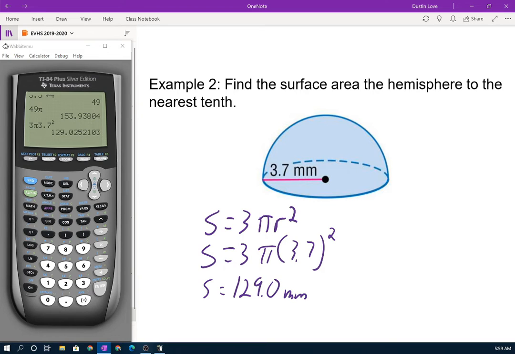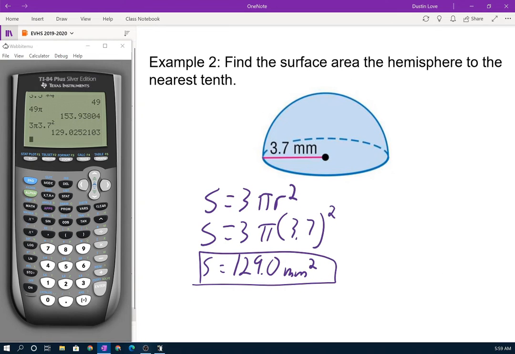129.0 millimeters squared. Okay, that third one is because we've got 2 for the domed portion and then 1 for the great circle.